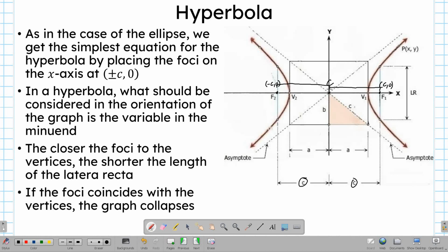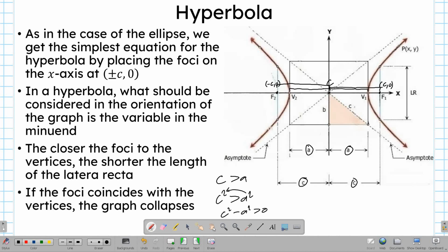On the other hand, from the center to this point v sub 1, that is a, and from the center to v sub 2 is also a. And as we can notice, unlike in ellipse, in the hyperbola, c is greater than a, which in turn will have c squared greater than a squared. If we transpose that, we are then sure that c squared minus a squared is a positive number, since c squared minus a squared is greater than 0. And later on, we will be using that.